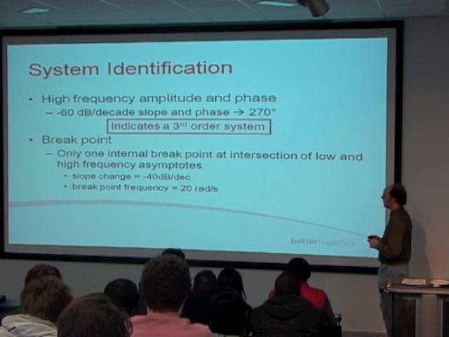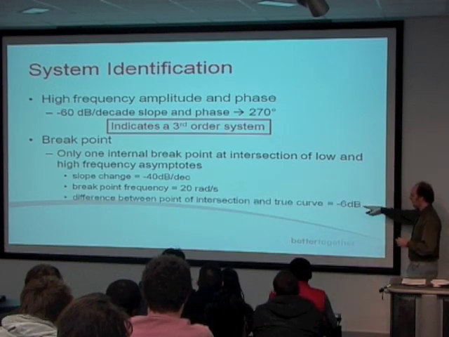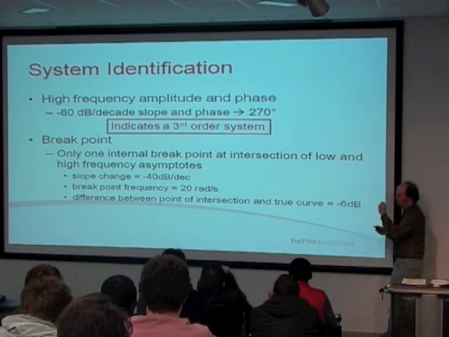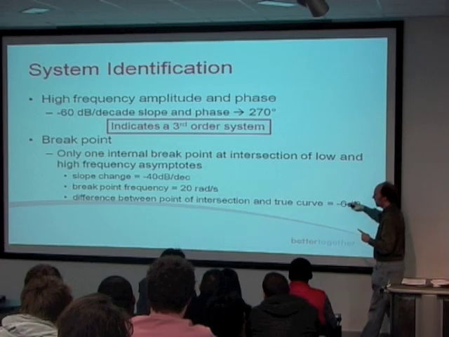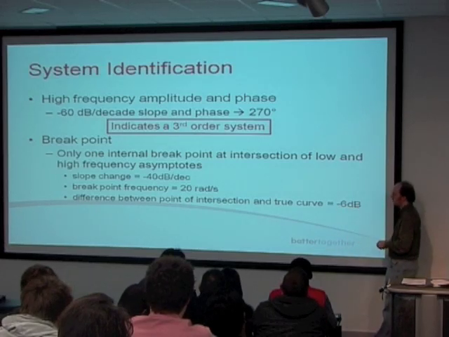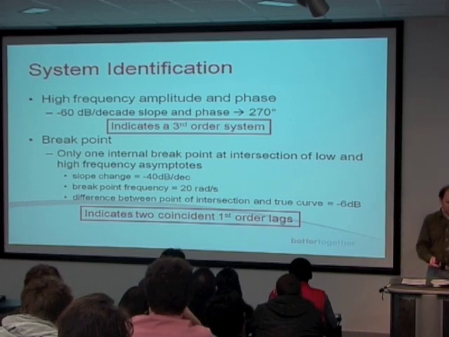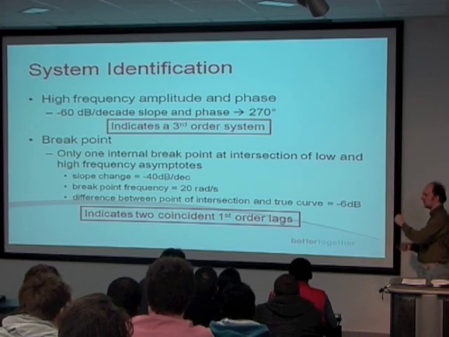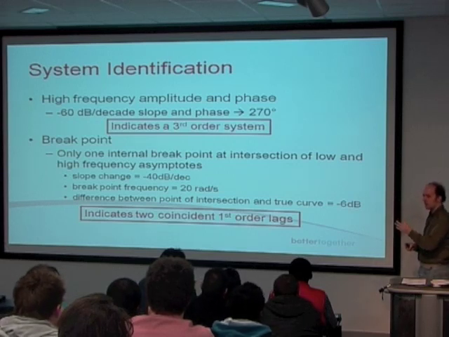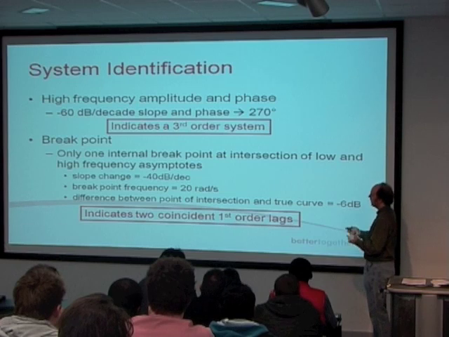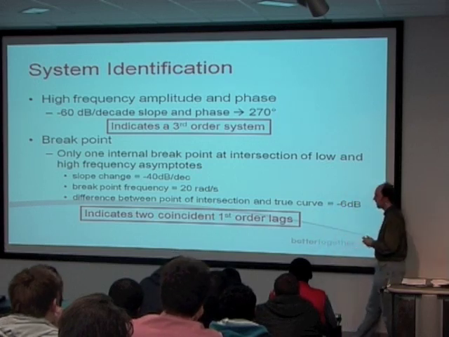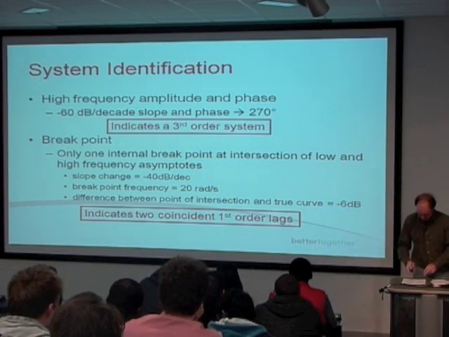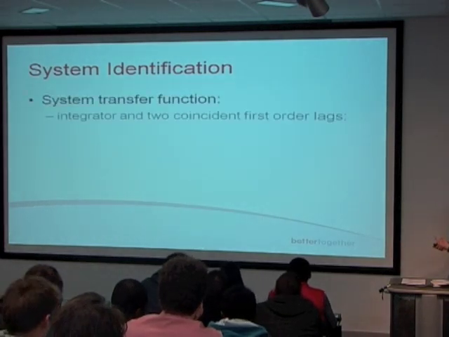The breakpoint frequency is at 20 radians per second. And the difference between the point of intersection and the true curve is minus 6 decibels. Well, we saw on your chart that the difference between the point of intersection and the true curve for a first order lag was 3 decibels. And so with 6 decibels, that indicates that there must be 2 first order lags. And so we can see that there must be 2 coincident first order lags. There's a (1 plus Tau s) term all squared. And that gives us our 3 s's on the bottom. So we know there's an integrator. We know it's a third order system, and we know that there's 2 coincident first order lags.